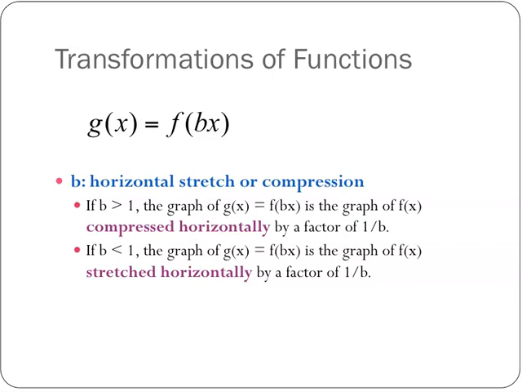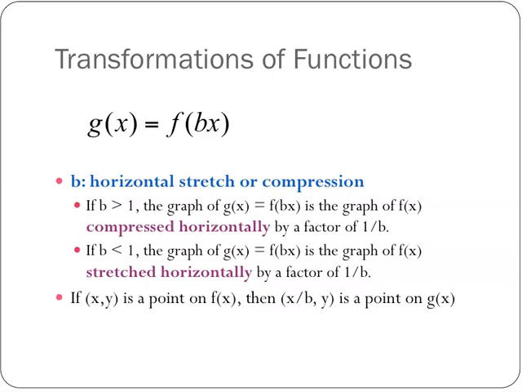Again, let's talk about specific points. So if x, y is a point on f of x, then x over b, comma y, is going to be a point on your transformed function g of x. So just be aware that this x over b is really the same as multiplying by that factor. So the factor is 1 over b, so if you multiply x by 1 over b, that's the same as x divided by b.